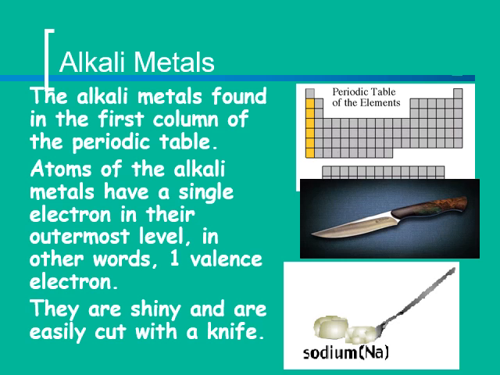Next we have the alkali metals, which are found in group, very good, they're found in group 1. So these have different characteristics, all right? What are some of the properties of the alkali metals? Atoms of the alkali metals have a single electron in their outermost shell. In other words, one valence electron. Remember I told you that the group number is also equal to the valence number. So here, the alkali metals are in group 1, and hence they only have one valence electron.